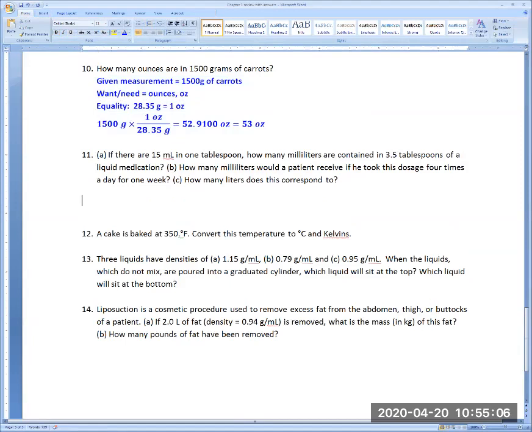So there are several questions within problem 11. So if there are 15 milliliters in 1 tablespoon, how many milliliters are contained in 3.5 tablespoons of liquid medication? Okay, so that's a problem on its own here. A. So what is the given here?